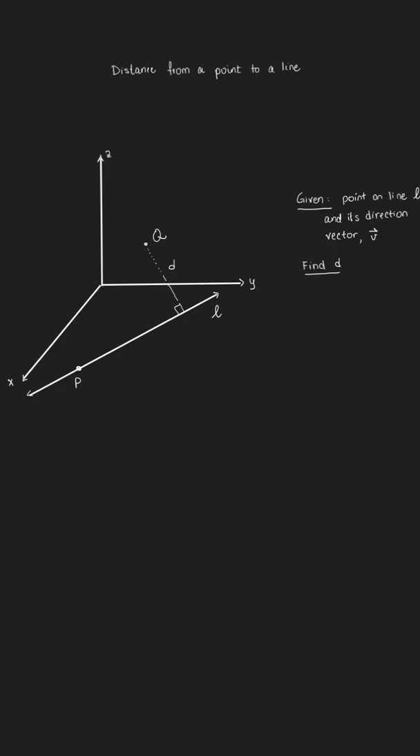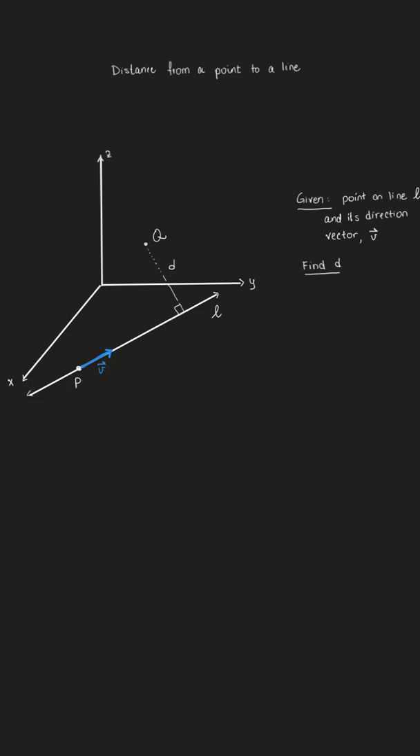And let's suppose that we're given the equation of a line from which we can pick its direction vector and a point on the line. So let's call our point on the line P, and the direction vector, I'm going to sketch it just right starting at P. Let's say there's our direction vector, little v. And again, we're interested in finding D.